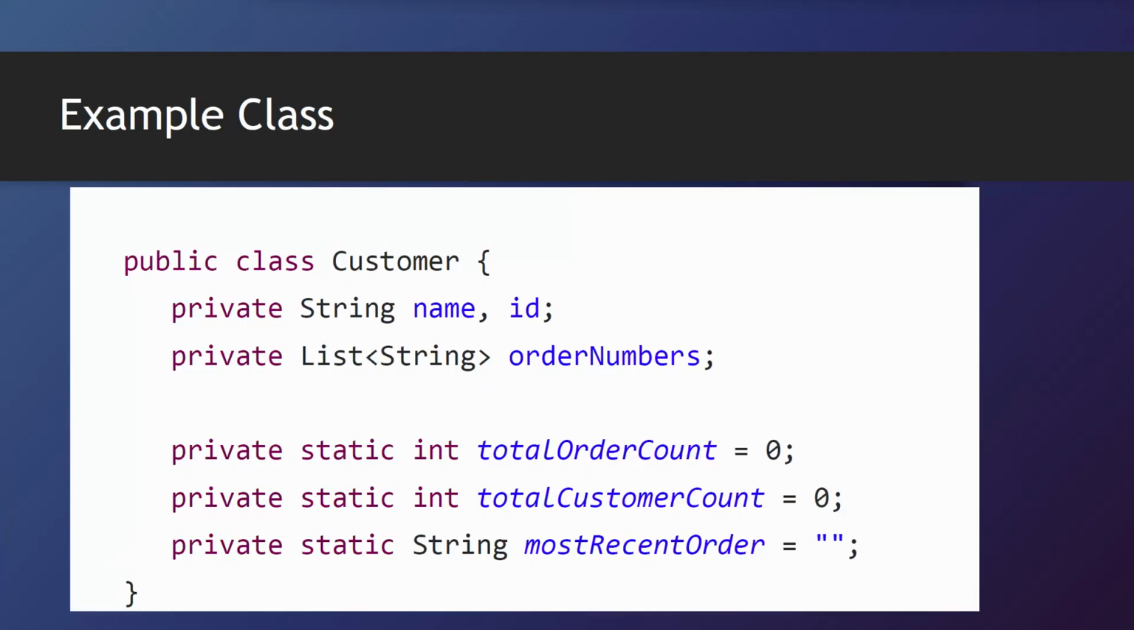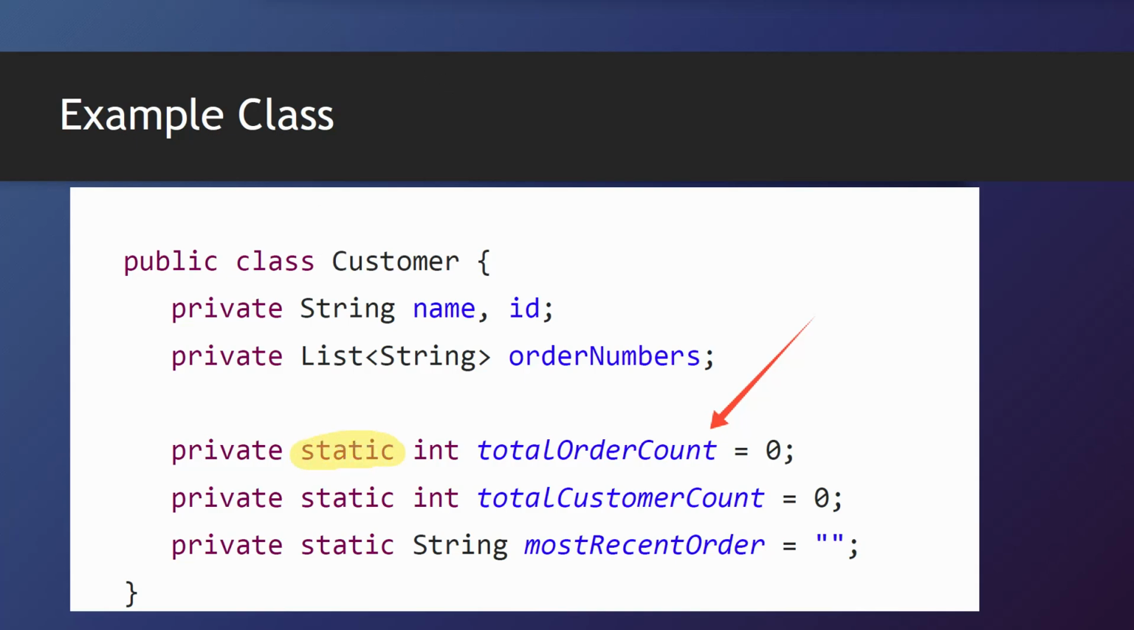For example, in our customer class, you might keep track of the total number of orders across all customers. This would be a static variable because it's shared information. It's data that's stored only once and is shared across all customer instances. You can see that we've declared the variable using the static keyword.